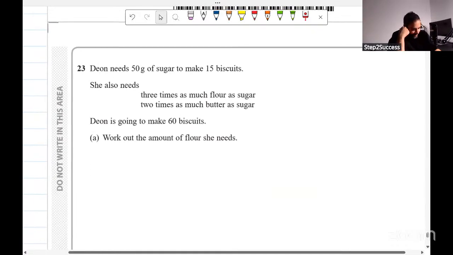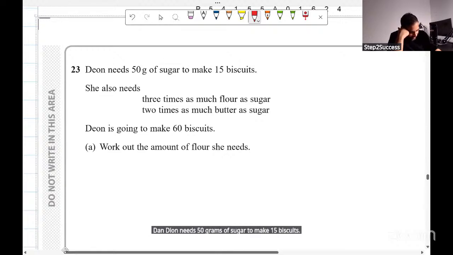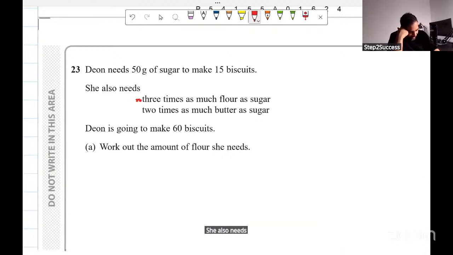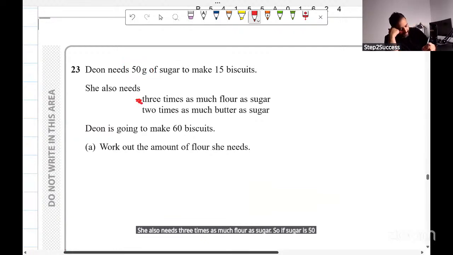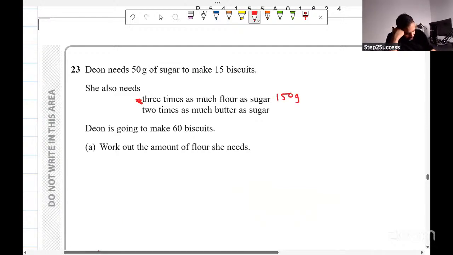Dan Dion needs 50 grams of sugar to make 15 biscuits. She also needs 3 times as much flour as sugar. So if sugar is 50 grams, 3 times as much flour is 150 grams. 2 times as much butter is 100 grams. They're going to make 60 biscuits. Work out the amount of flour she needs.